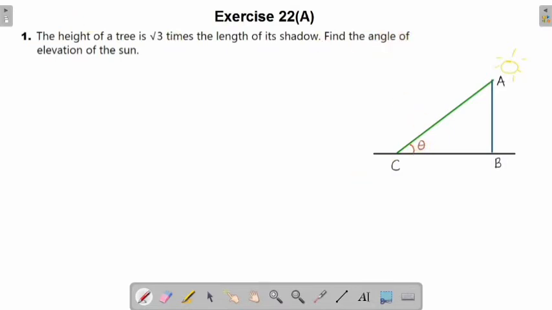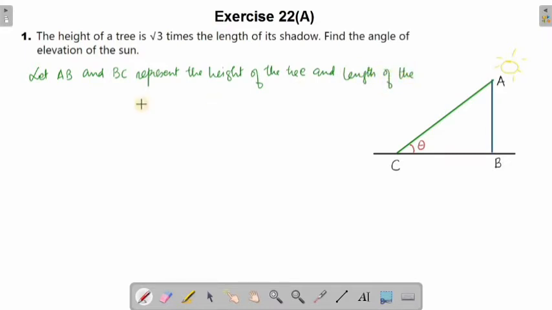So let me write down the solution of this. Let AB and BC represent the height. So AB is the height of the tree, isn't it? And what is BC? BC is the length of the shadow, respectively. Okay, so I have written down the necessary thing.